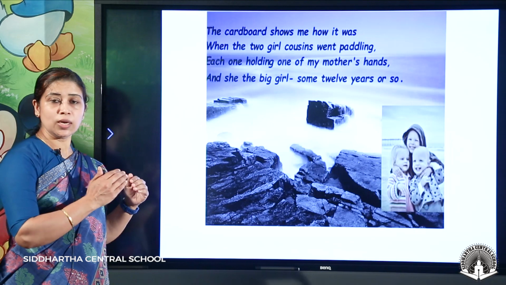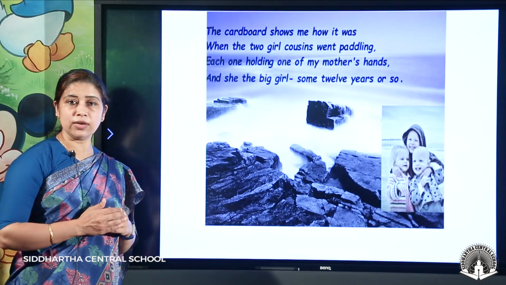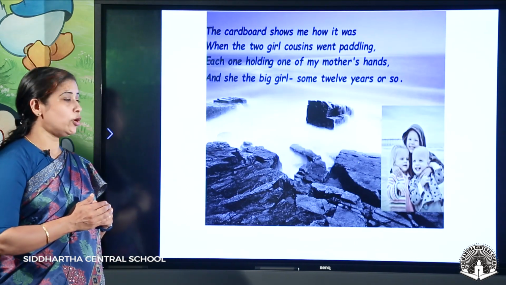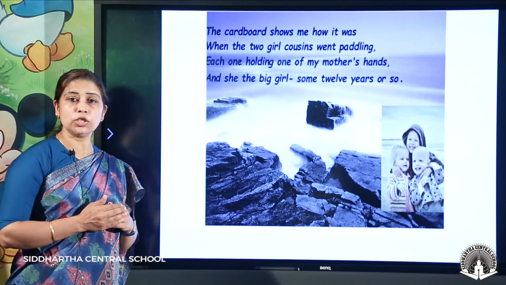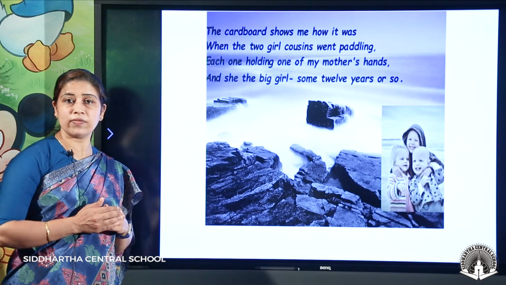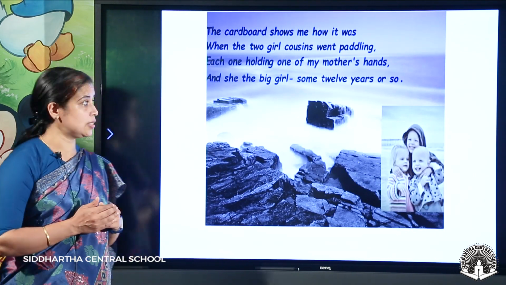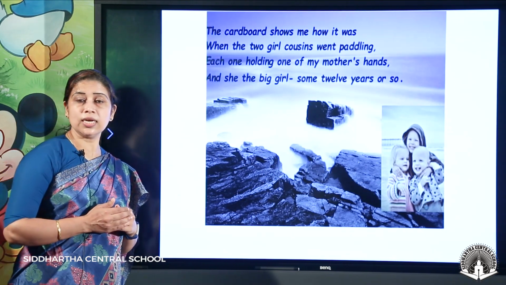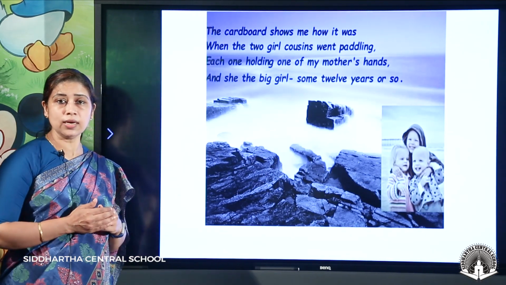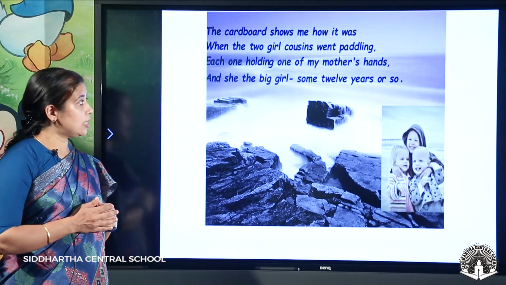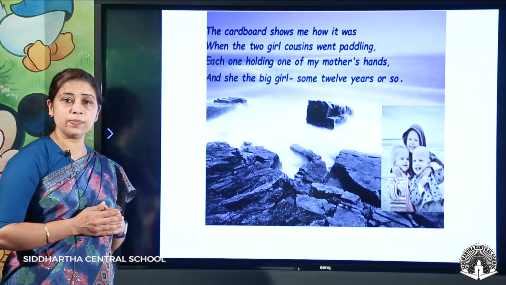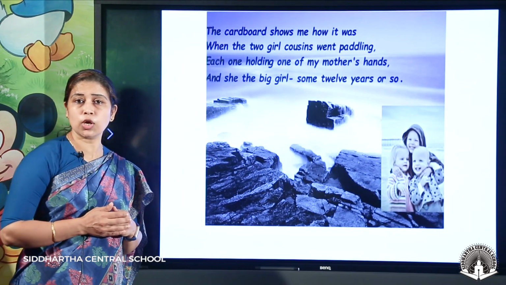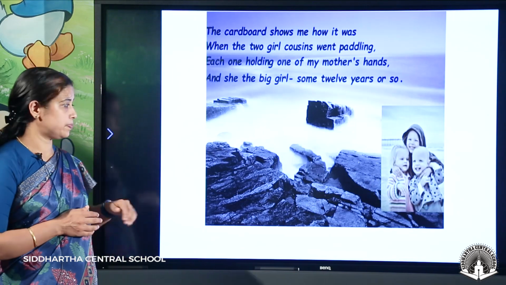So, the 2 girl cousins, along with their mother, went for a sea holiday, each one holding one of my mother's hands. So, the 2 girl cousins were holding her mother's hands, and she, the big girl, some 12 years or so. So, 3 girls were there: 2 girl cousins and the poet's mother. And the biggest girl was the poet's mother. She was the elder one. And at the time, the poet says she was 12 years or so.